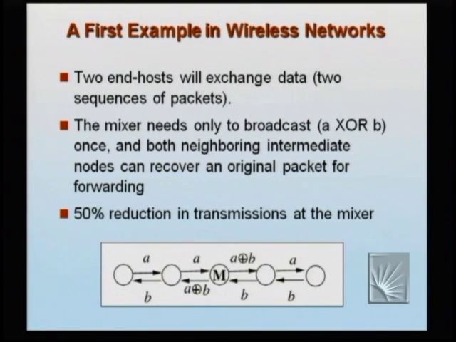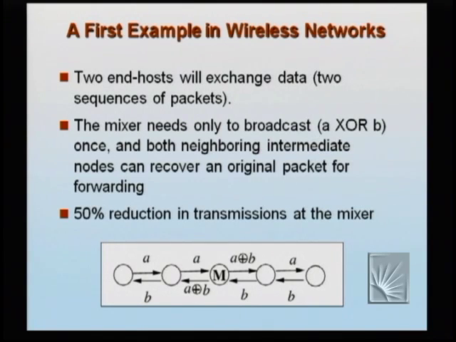Now let's look at wireless networks and see the first example showing why broadcast can be useful, together with coding. We have two end hosts, this one and that one, and they want to exchange some data. So basically, we will have two sequences of packets. A sequence of packets A will go from this sender to that sender, and a sequence of packets B will go from that sender to this sender. They will go through the reverse path.